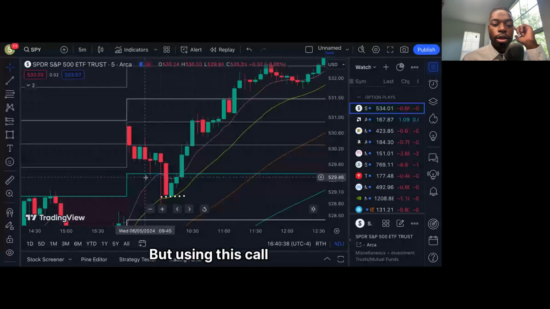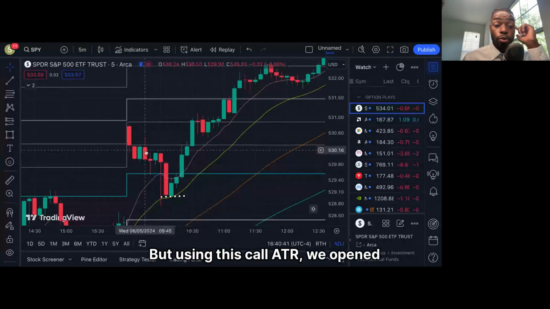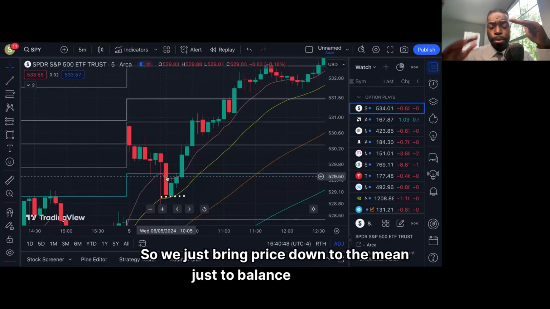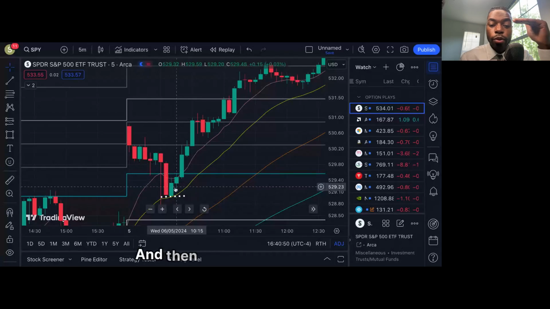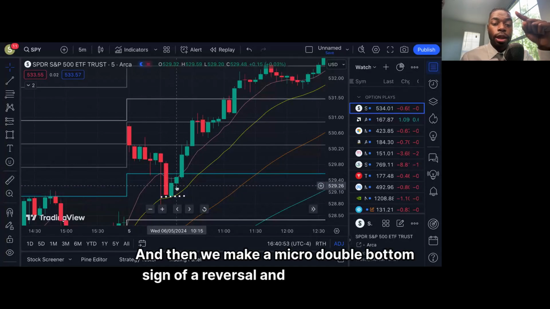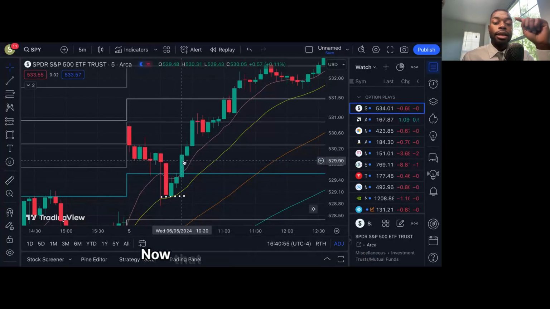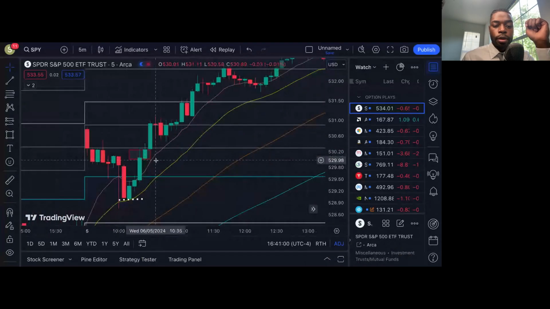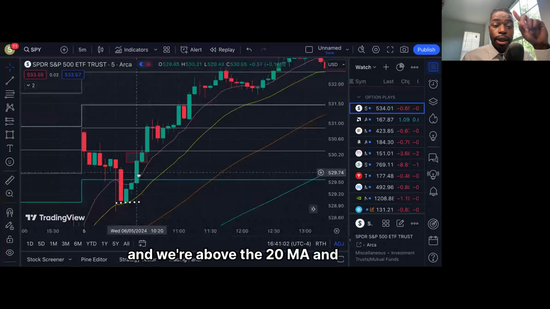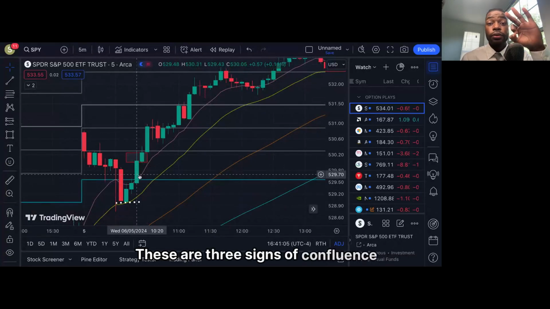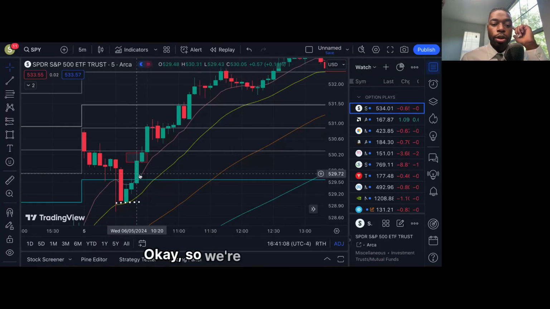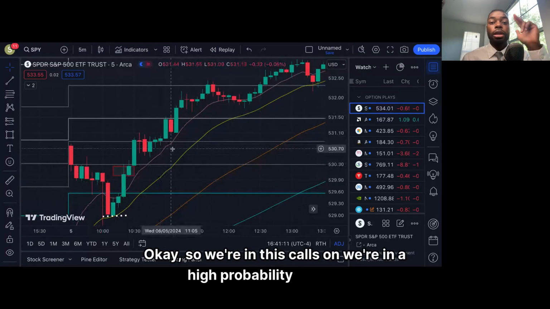But using this call ATR, we opened up there, did a mean reversion. So we just bring price down to the mean just to balance out price. And then we make a micro double bottom, sign of a reversal, and push back up into the call zone. Now that we've made a very nice bullish bar into the call zone, and we're above the 20 MA, and we're above VWAP, these are 3 signs of confluence to be getting into trades going long. Okay, so we're in this call zone, we're in a high probability long area.